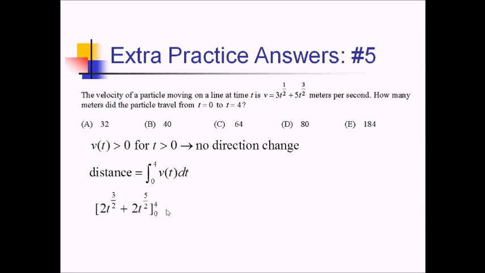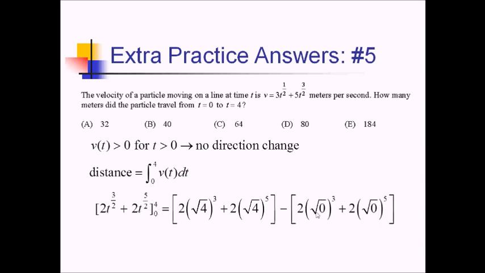All evaluated from 0 to 4. So if I plug in 4, just to rewrite this in a form that's easier to work with, this is taking a square root and then cubing it. So I have 2 times the square root of 4 cubed. And same thing over here, but instead of cubing, we're raising to the 5th power. And then we have all of this stuff with 0 also plugged in.